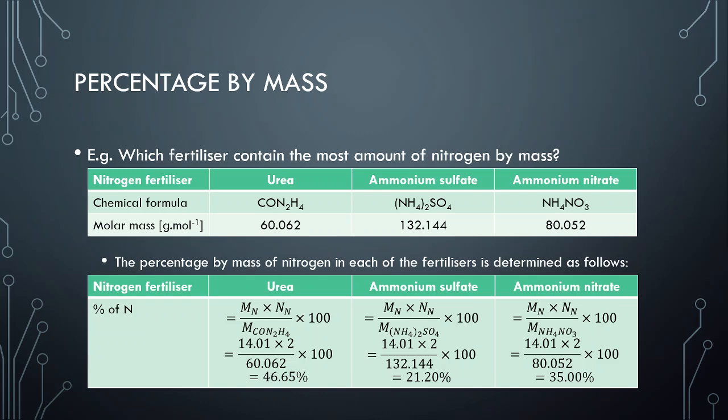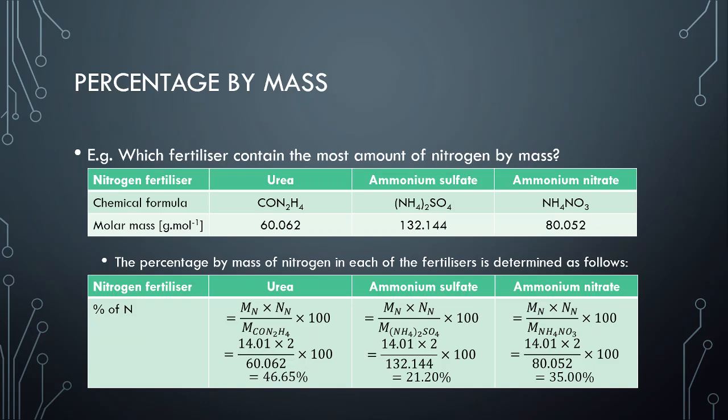46.65%. In ammonium sulfate, do the same thing, but you just have to change the numbers. In this case, you still have 14.01 as nitrogen's molar mass, and the number of nitrogen involved is still 2. So the only thing you have to change is the molar mass of the compound. So ammonium sulfate has 132.144, so use that. And if you calculate it, you get 21.20%. And similarly for the third one, you get 35%.